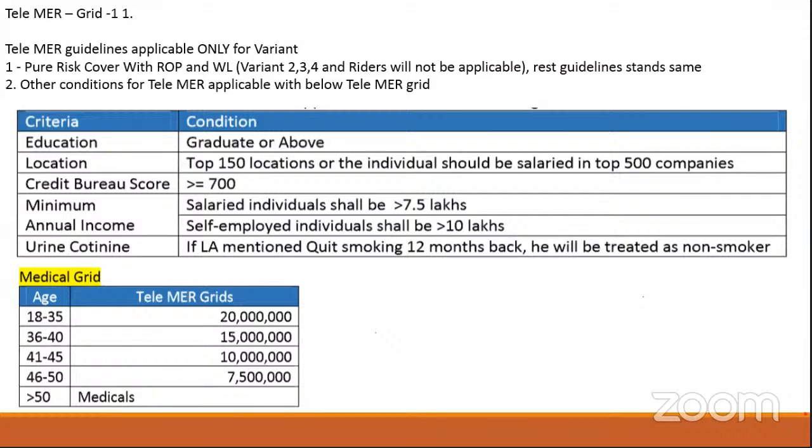Again, they go for graduate and above only. That is the telemedical grid I'm talking about. So it has to be a graduate with a credit bureau score of greater than 700, or if salaried individuals have more than 7.5 lakhs of income, they are eligible for telemedical. If a self-employed individual has an income of greater than 10 lakhs, then again that is eligible for telemedical.